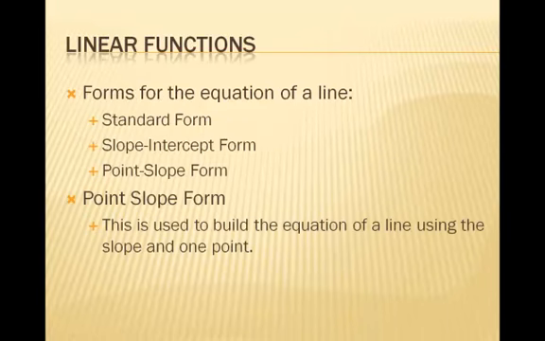Recall from earlier that there are basically three forms in which you can write a line. We've already looked at slope-intercept form and standard form, which were really good for graphing. The last form that we didn't cover was point-slope form. Point-slope form is really good when you want to start building the equation of a line. If you know a point and you know a slope, then you can go ahead and build the line.